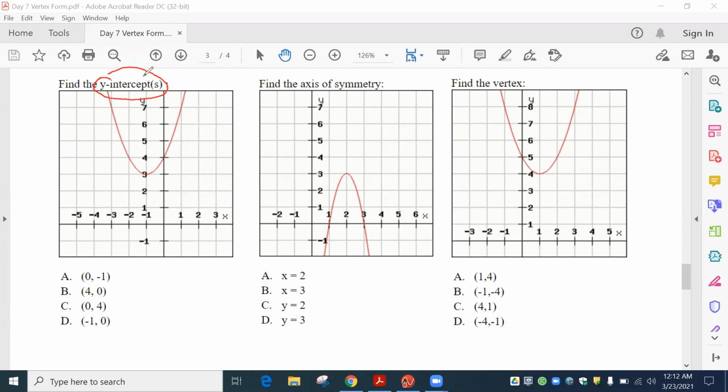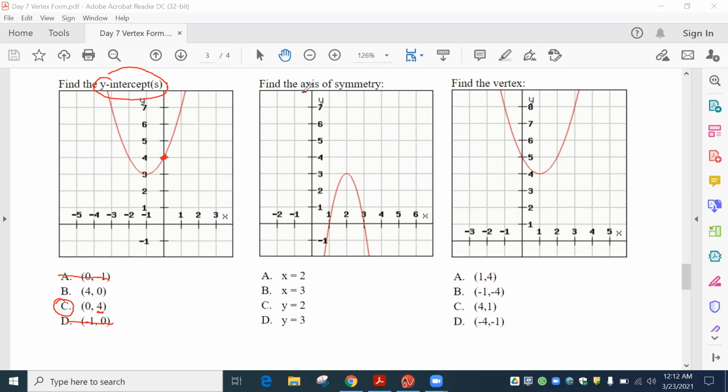All right, so y-intercept, where it touches the y-axis. So right here's my y-axis. So that would be at 4. So it's definitely not these two. And so between these two, if it's a y-intercept, it's got to be the y-coordinate. So the answer is C.